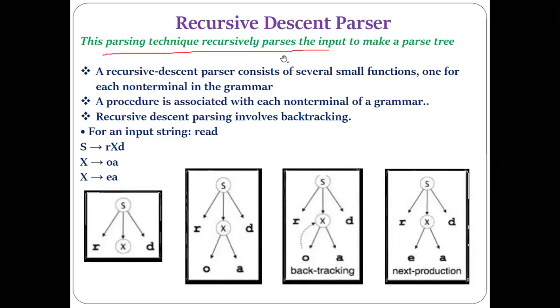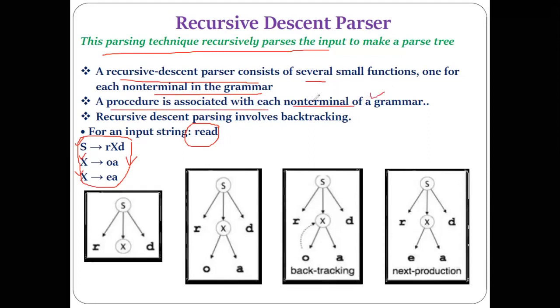Recursive descent parsing takes the input and tries to derive that input string. If that input string can be derived correctly using the grammar, then we can say that the particular string is syntactically correct. The recursive descent parser consists of different functions for the different non-terminals which are part of the grammar. Now this is the grammar we are taking for the example, and this is the string we have to derive using this grammar. In the recursive descent parser, a procedure or function is written for each non-terminal. Several small functions, one for each non-terminal, are written in the grammar.